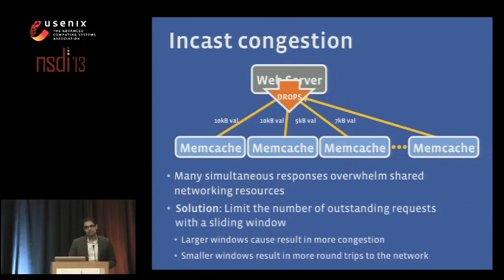So what do we do? We have a pretty simple sliding window protocol that limits the number of outstanding messages. Larger windows cause more congestion, and smaller windows result in more round trips to the network. So there is a sweet spot, and I encourage you to read our paper about it.